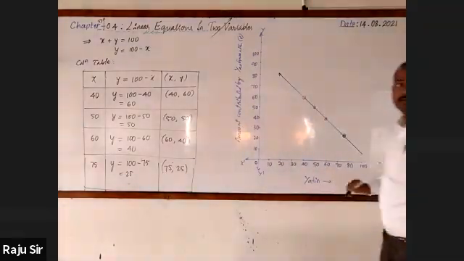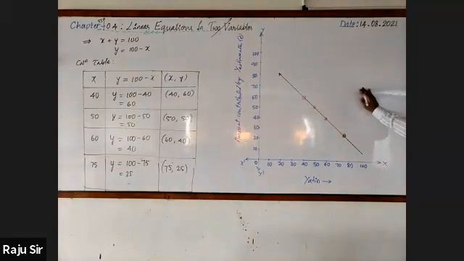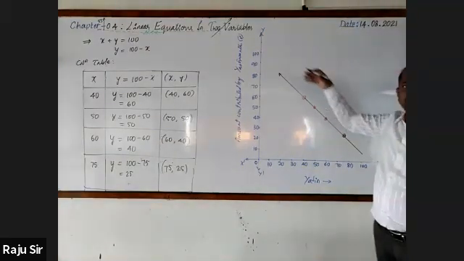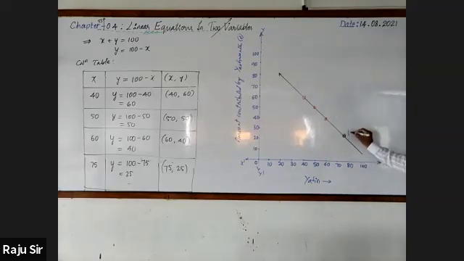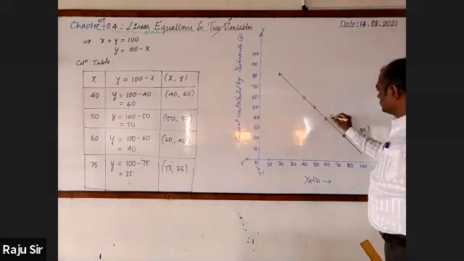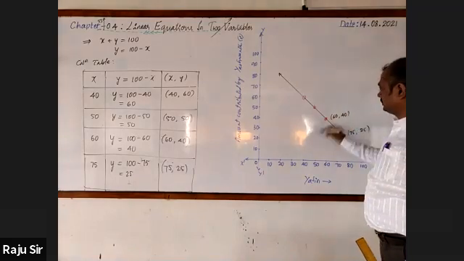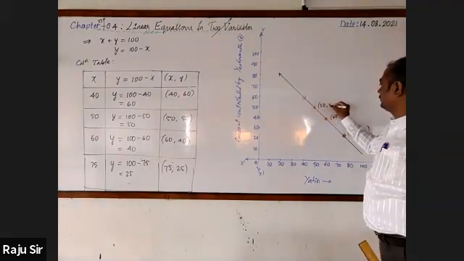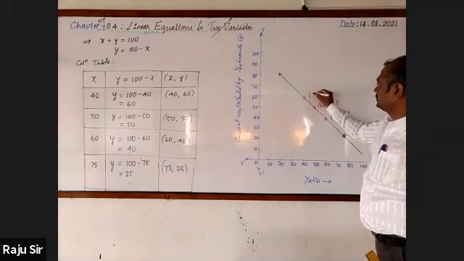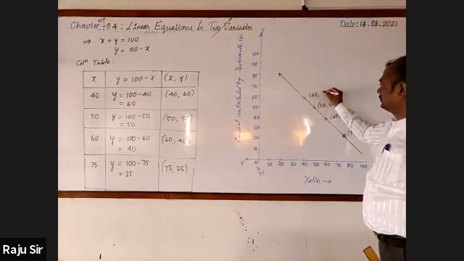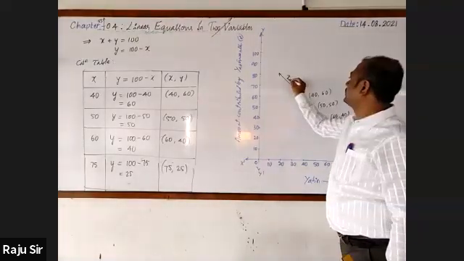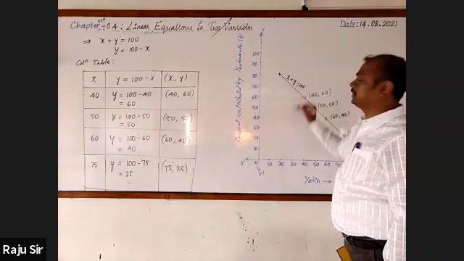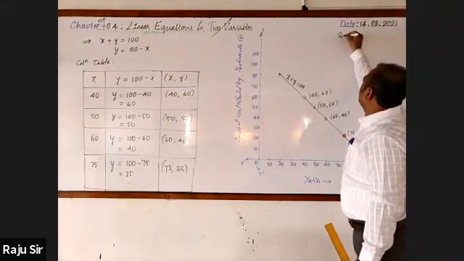Let me write all of it. Extend it, even they may intersect also. 75, 25. This is 60, 40. This is 50, 50. And this 40, 60. Write the equation: x plus y equal to 100. Write the scale as well.